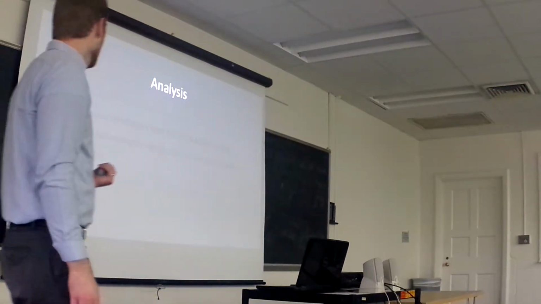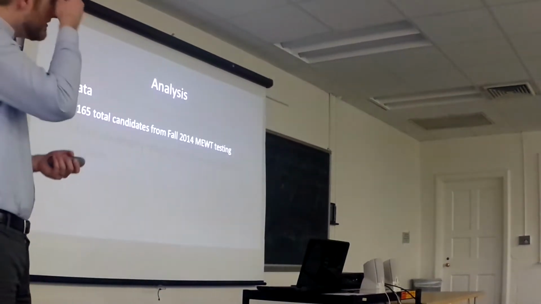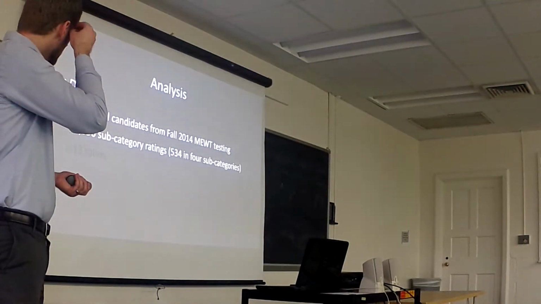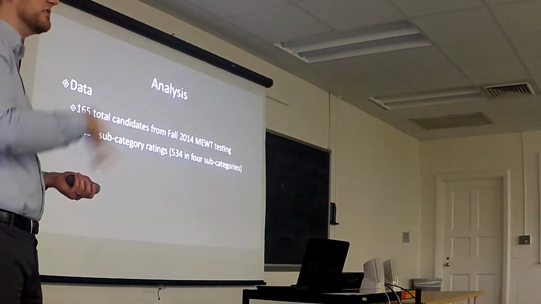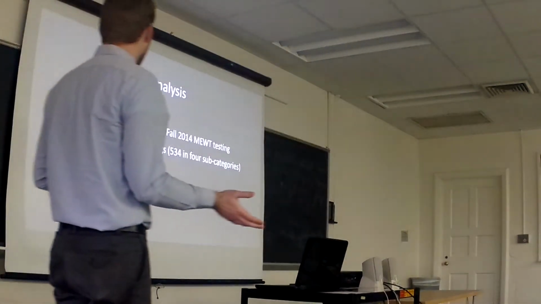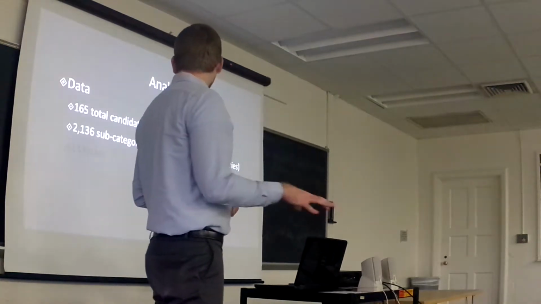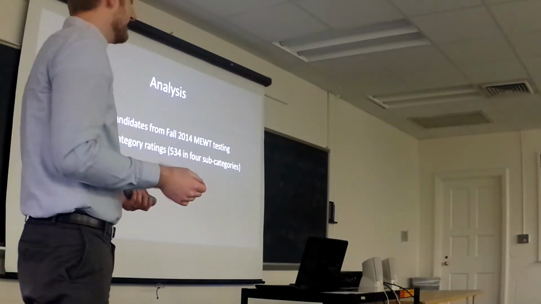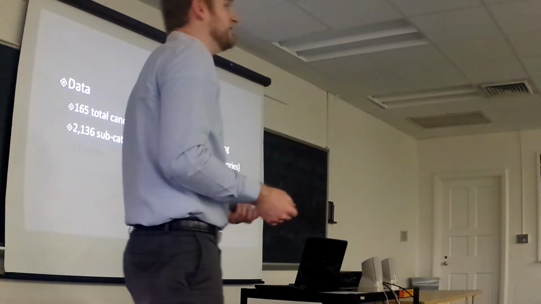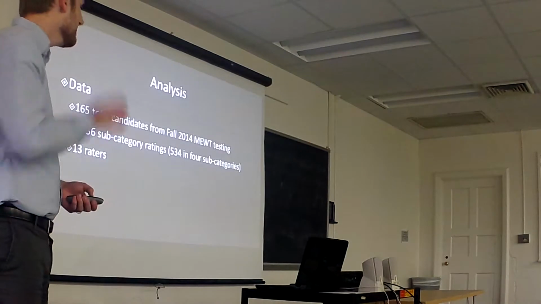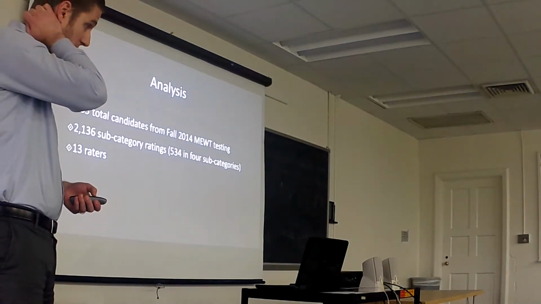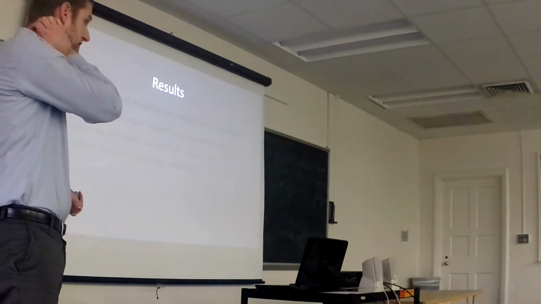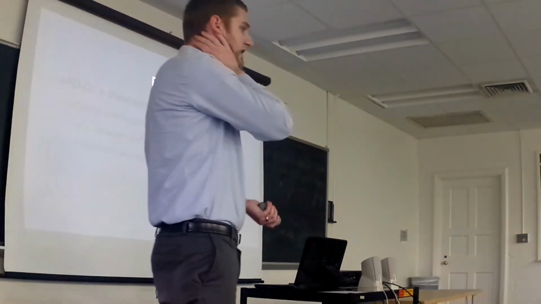So, the data: there were 165 total students who took the test in the fall. There were 2,136 of these subcategory ratings, so 534 overall comps. No wonder we're tired. And there were 13 raters for this. So, results. The first research question I already answered. We could do the analysis. The data did fit the model.